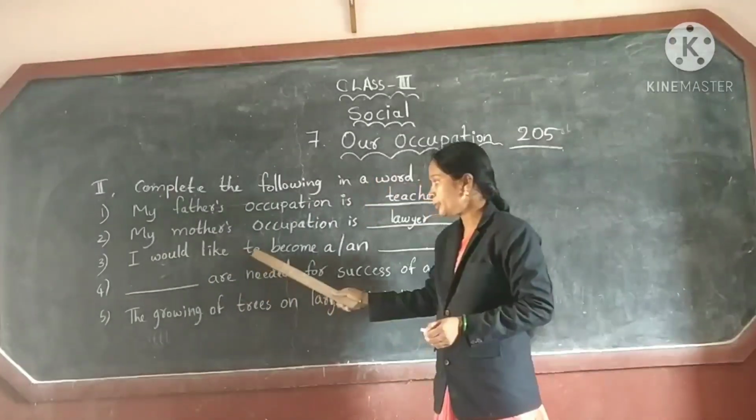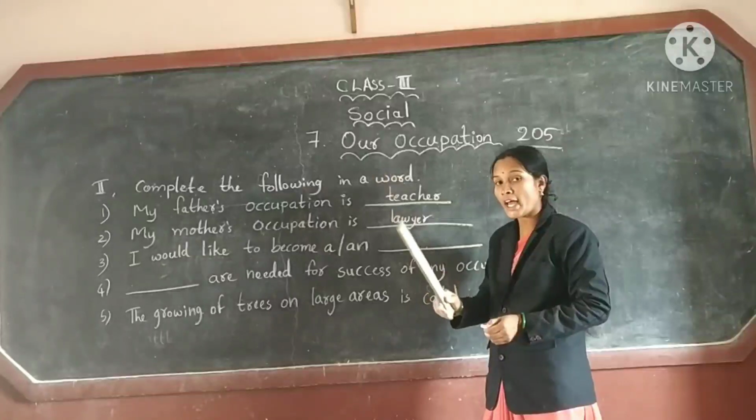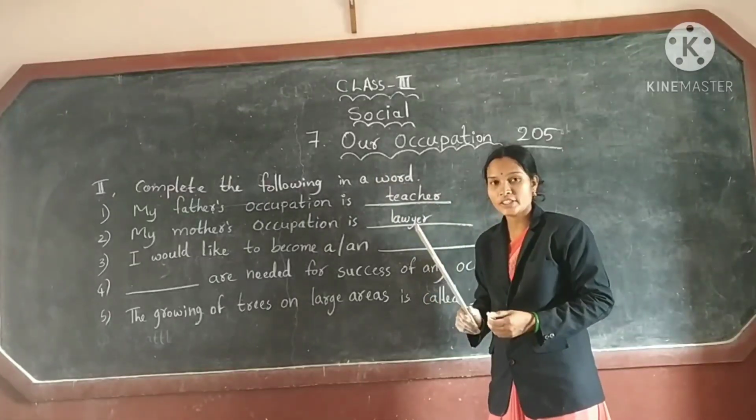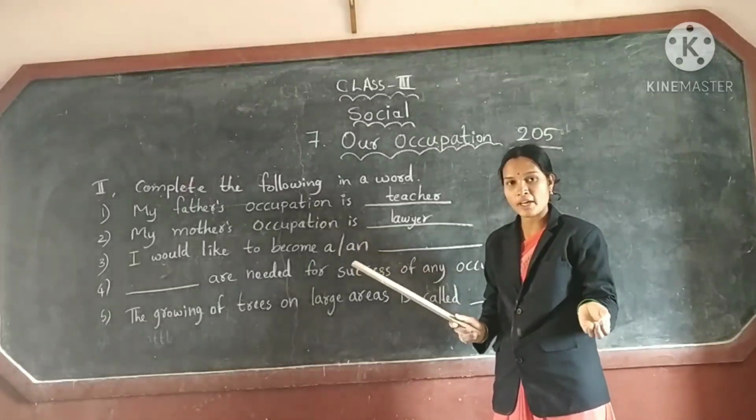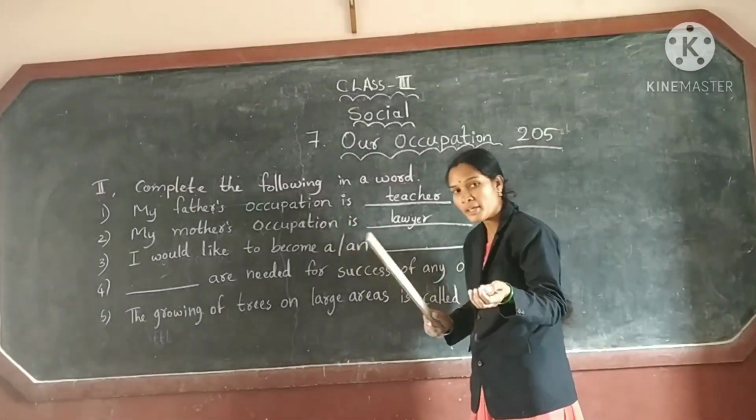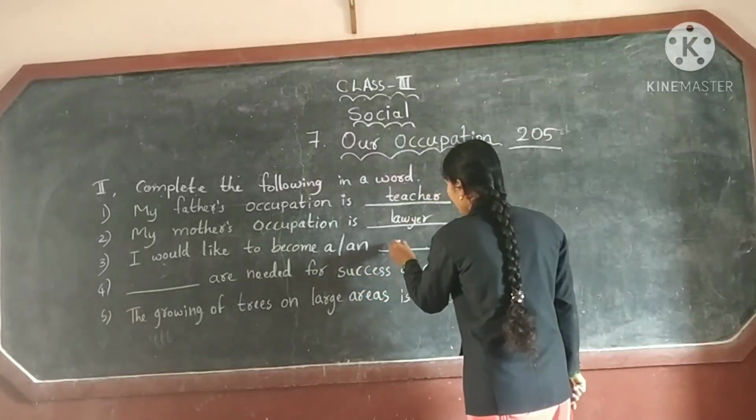I would like to become a. You would like to become a teacher, engineer, lawyer, doctor, policeman. You can write what you would like to become. I am writing here policeman.